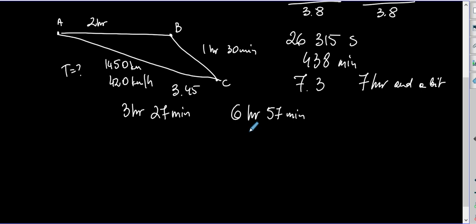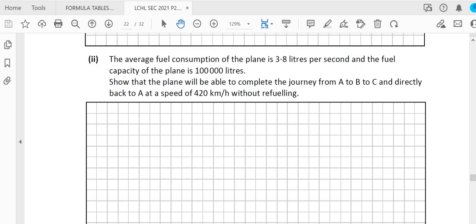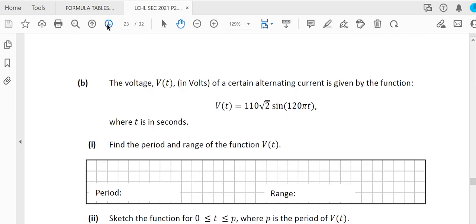Okay, now let's have a look at the next part. Now part B, very different part, nothing to do with part A. So the voltage, V(t) in volts, of a certain alternating current is given by the function. And here we have a trigonometric sine function.